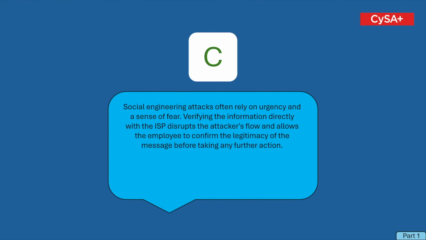Social engineering attacks often rely on urgency and a sense of fear. Verifying the information directly with the ISP disrupts the attacker's flow and allows the employee to confirm the legitimacy of the message before taking any further action.